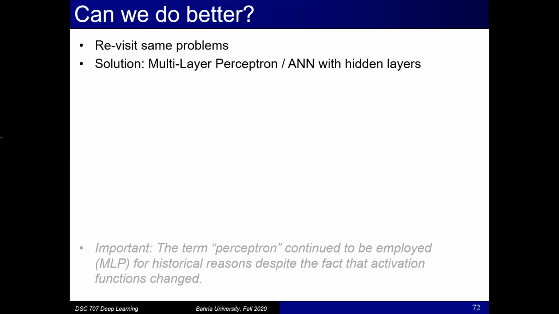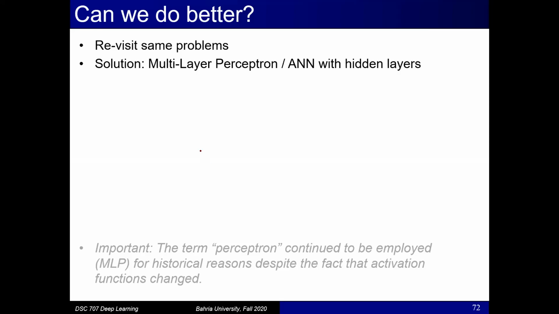Okay, now we have seen three different case studies which we were trying to solve with the perceptron. Now we'll revisit the same problem with a multi-layer perceptron, or what you can say, a neural network with hidden layers, right?